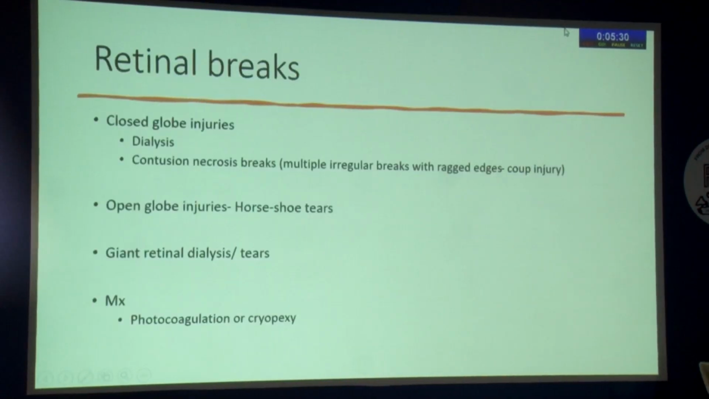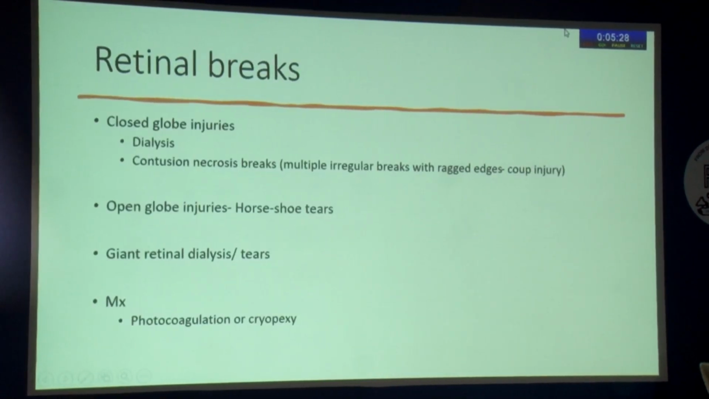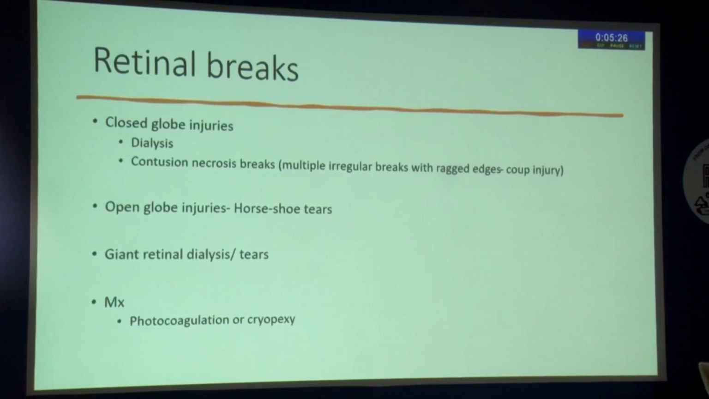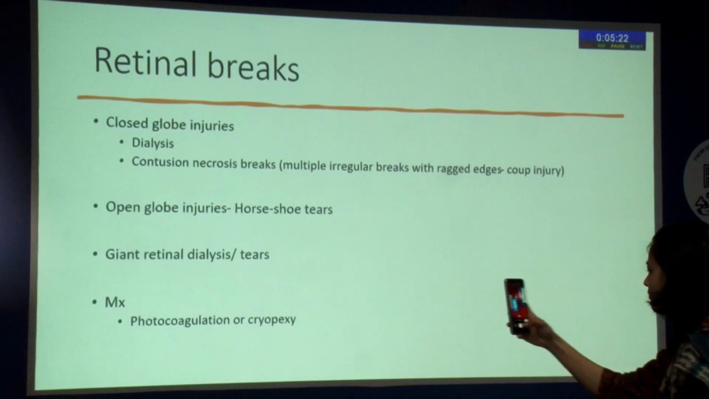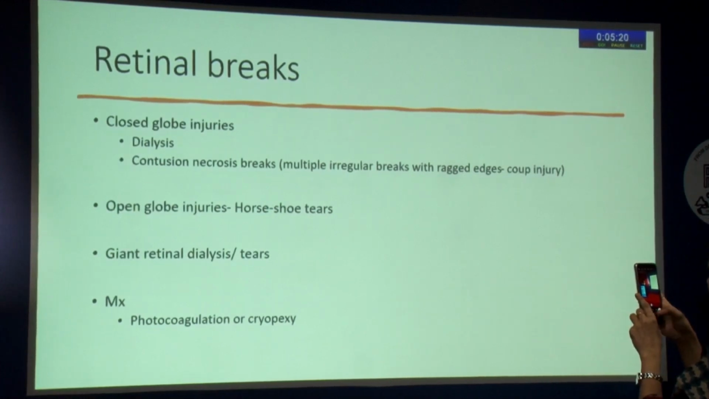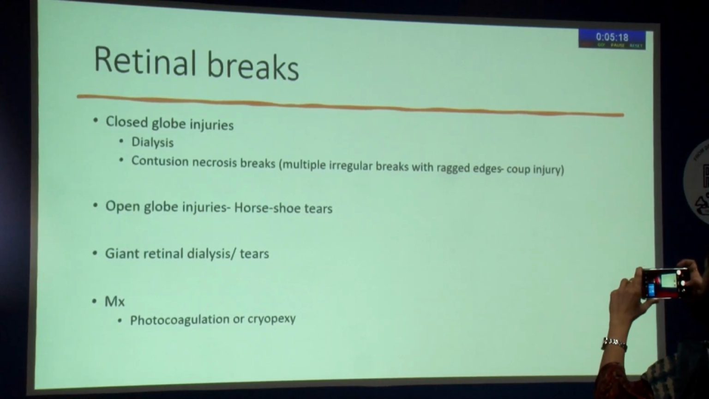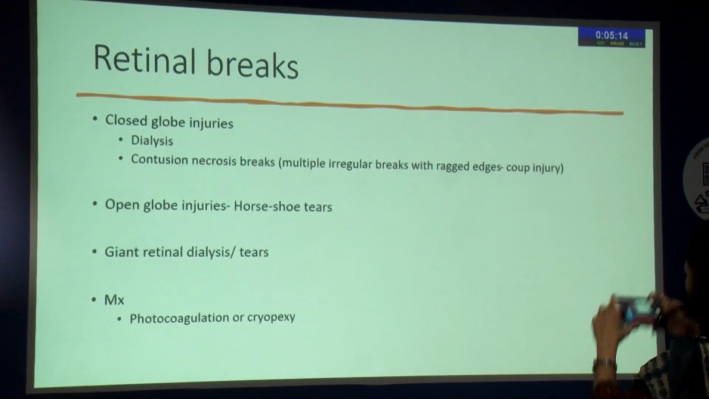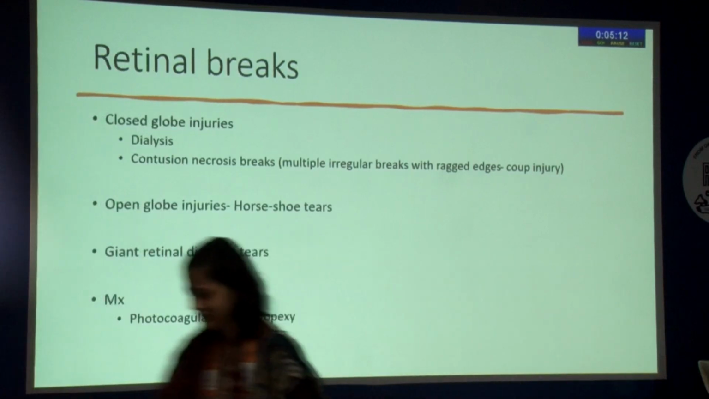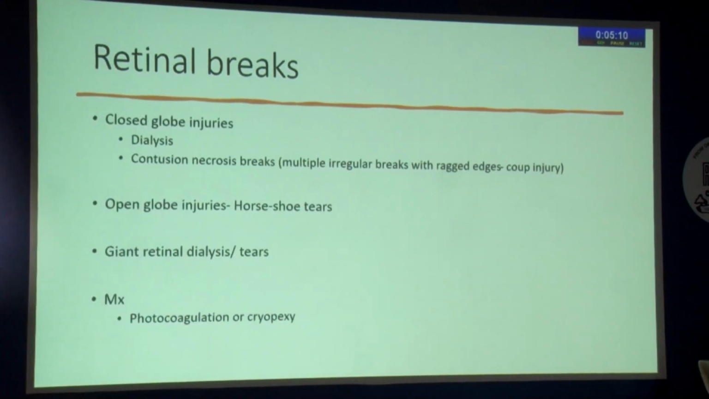Retinal breaks in ocular injuries can be either dialysis or contusion necrosis breaks that can occur after closed globe injury. And in open globe injury, it can occur because of vitreous traction leading to horseshoe tears. Important here is that giant retinal dialysis and tears can occur after any type of ocular injury, whether it be a closed globe or open globe. The management remains simple in the absence of retinal detachment, by photocoagulation or cryotherapy.